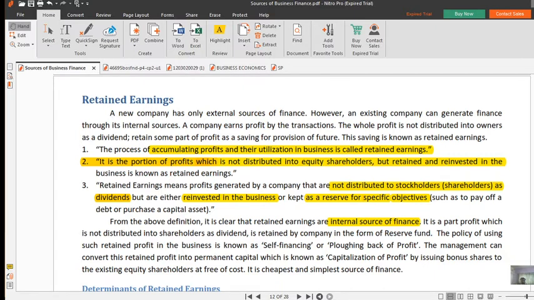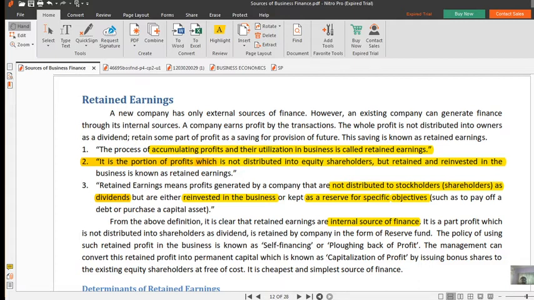The concept of bonus share is not new for us, because in the last video lecture we discussed this concept many times. Bonus share: the company issues shares to the existing equity shareholders to capitalize its profit, as a gift, free of cost, known as a bonus share.